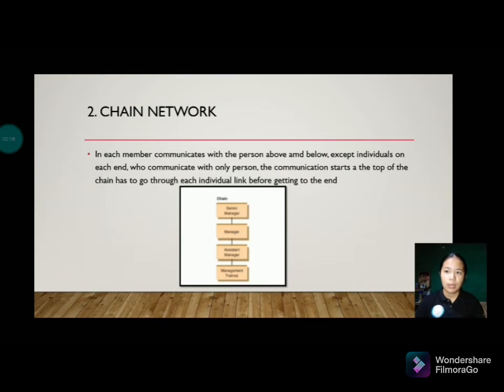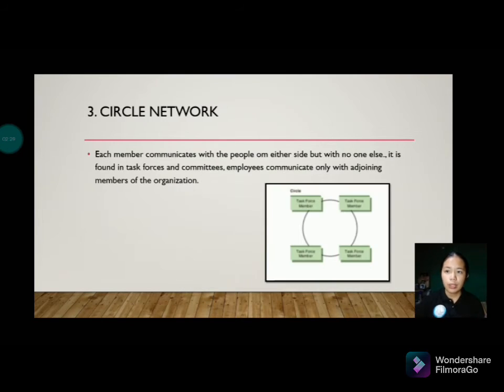Next is the chain network. Each member communicates with the person above and below, except individuals on each end who communicate with only one person. The communication starts at the top of the chain and has to go through each individual link before getting to the end. Third is the circle network. Each member communicates with the people on either side, but with no one else. It is found in task forces and committees. Employees communicate only with adjoining members of the organization.